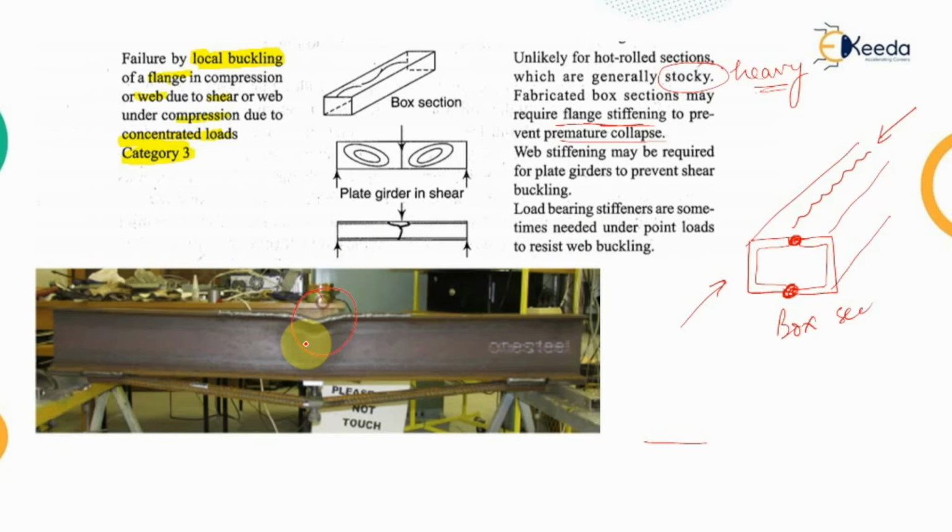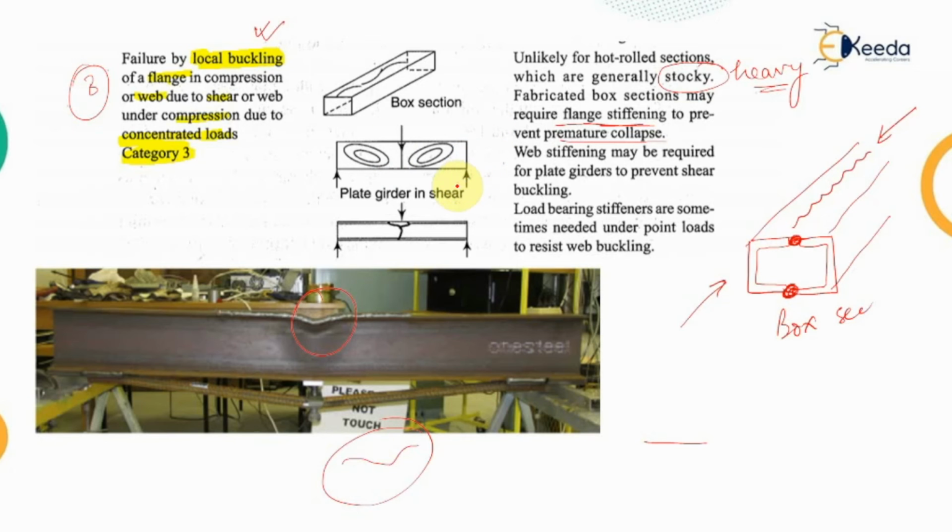As you can see here, because of the compressive load, this flange section has shown premature collapse because of the excessive compression. Now the whole system is not collapsing, only a component of this section is collapsing, and since only one component is showing the collapse condition, this is known as the local buckling failure, which is under the third category of failure.